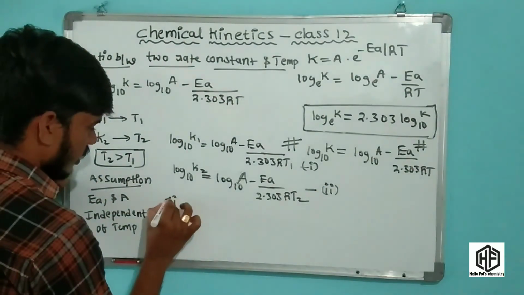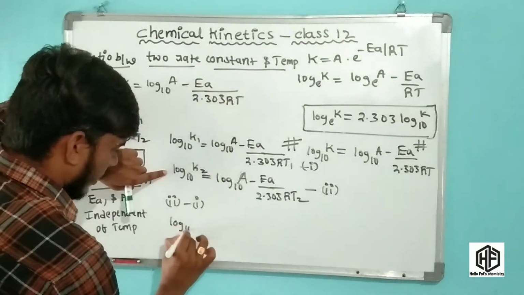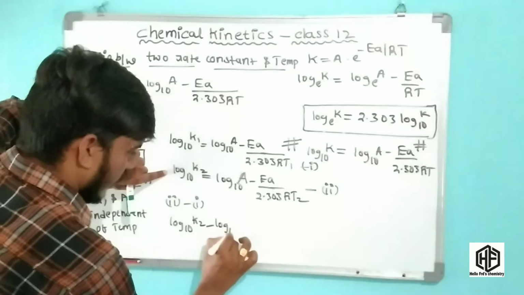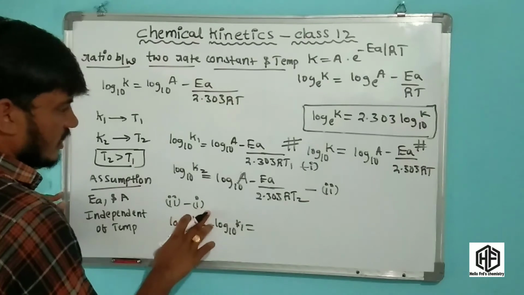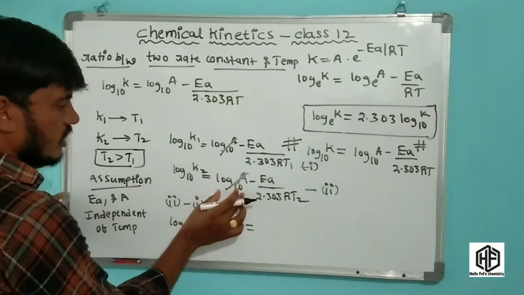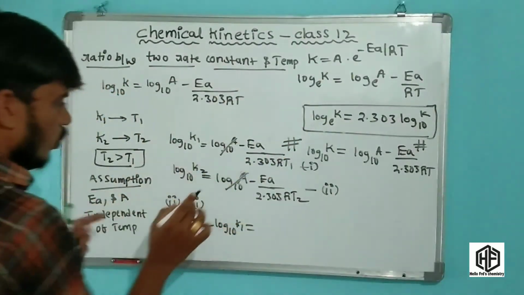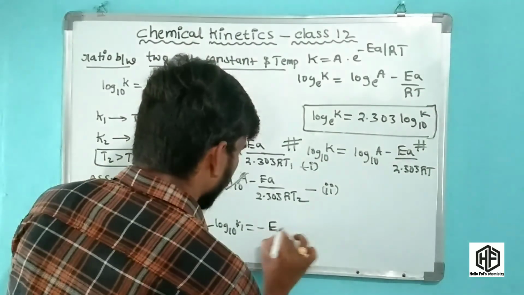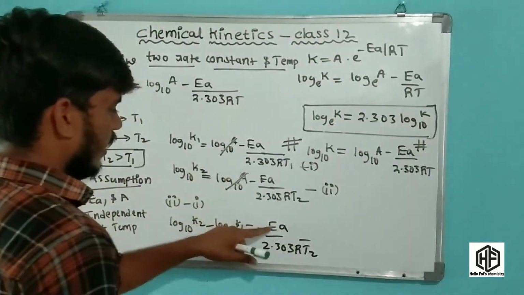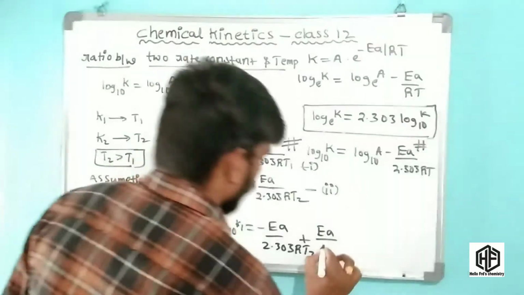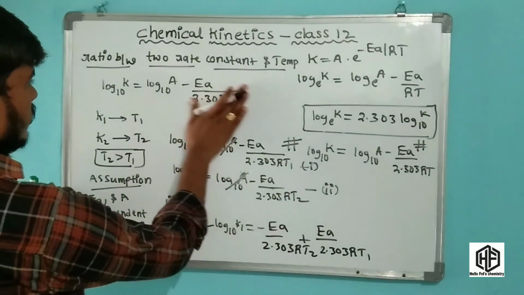From equation 2 minus equation 1, we get log base 10 K2 minus log base 10 K1 equal to this. These two terms are cancelled because the Arrhenius factor, or frequency factor, cannot depend upon the temperature. Now we have minus Ea by 2.303 R T2, and minus into minus gives plus Ea by 2.303 R T1. Okay friends, this is clear.